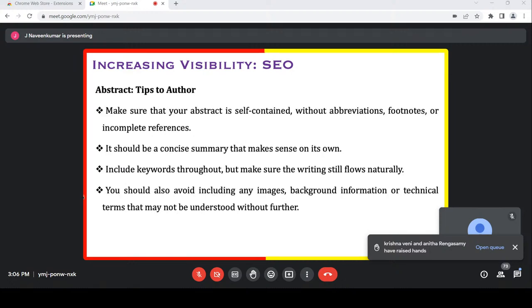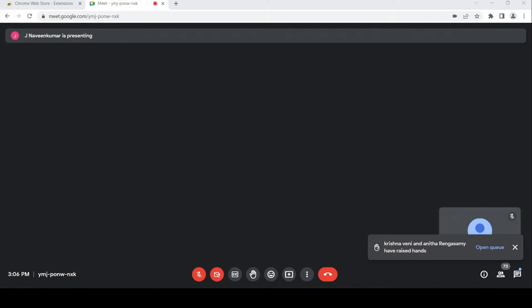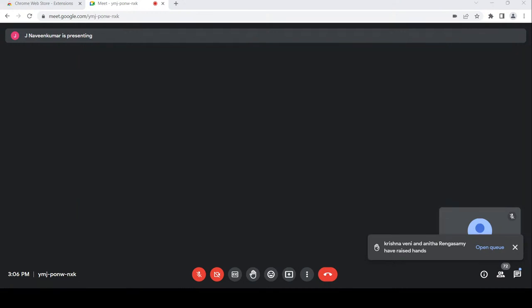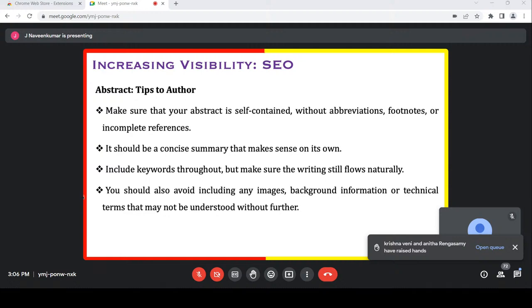And the third one is the abstract. The abstract should be very concise. It should be self-contained and to the point. Even if you're able to have some important keywords within that abstract, well and good. When you write it, cover the gist of the whole research paper or manuscript in the abstract itself, including the keywords, right?